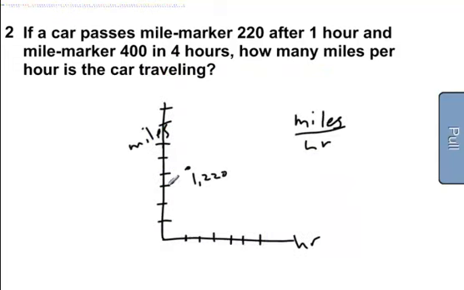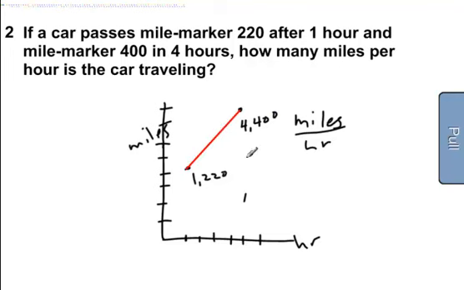So 50, 100, 150, 200, 250, 300, 350. So there's our 400 right there. So 4 hours, 1, 2, 3, 4 hours, I went 400 miles. And I'm just sketching it so that it's easier for when I write this down, I understand how it looks on the coordinate plane. 1 hour, 220 mile marker. 4 hours, 400 mile marker. So I'm actually trying to find the distance between these two.